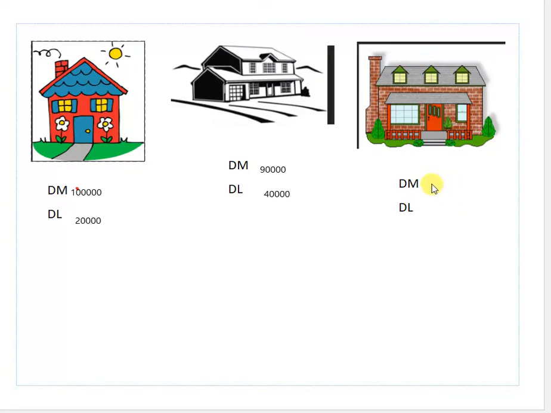This one has direct materials. It's a little bit bigger than this house, so this one has direct materials of, let's say, 20,000. And it has direct labor of, let's say, 30,000. Okay, and here's my problem now.